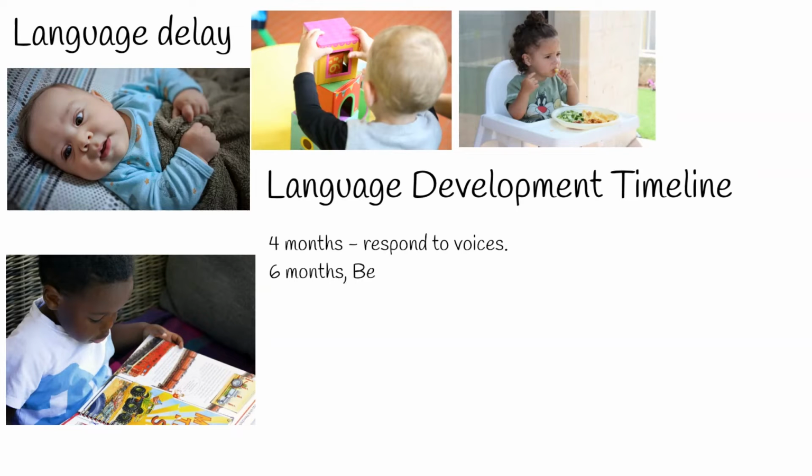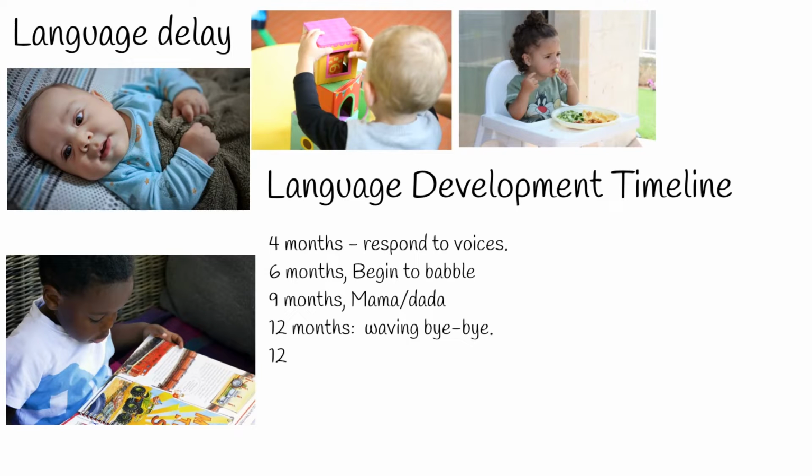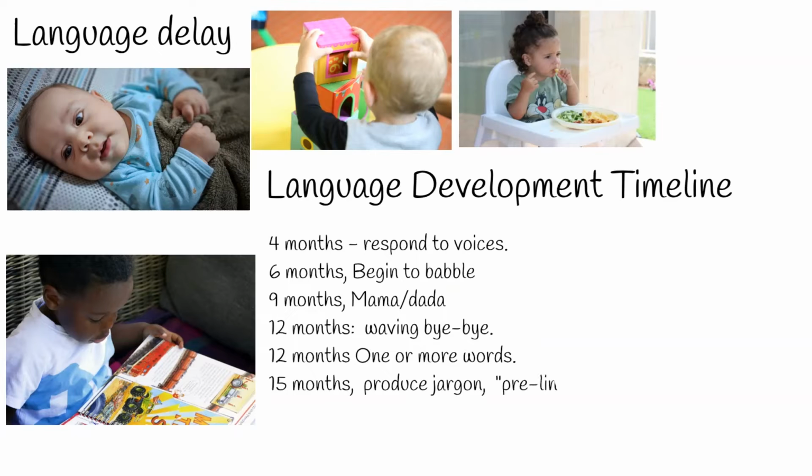Around 4 months, babies can respond to voices. Around 6 months, babies begin to babble and respond to names. Around 9 months, babies begin to produce mama, dada. By 12 months, they use gestures such as pointing or waving bye-bye. Around 12 months, toddlers can typically speak 1 or more words. They can produce 2 words with meaning.